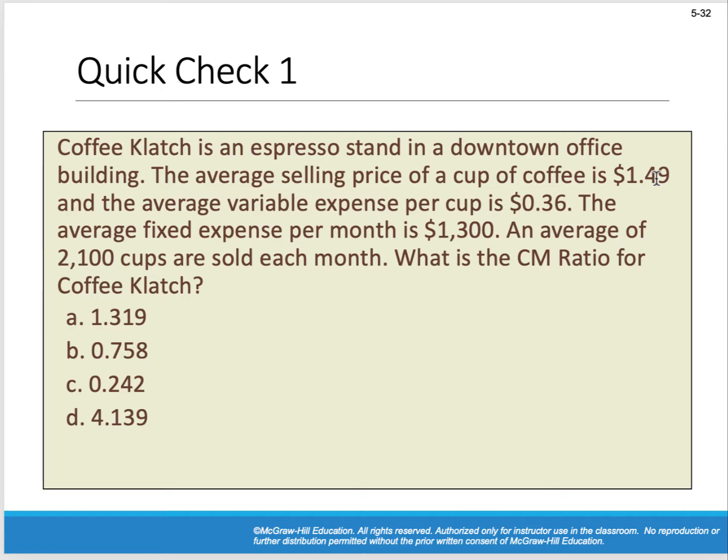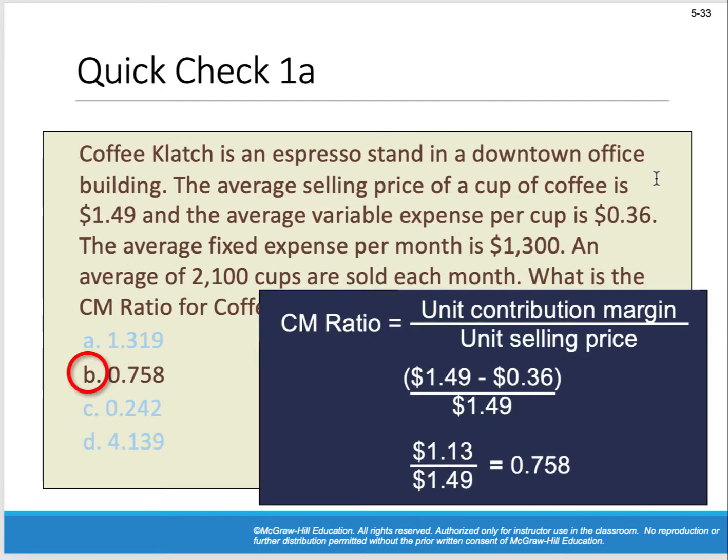I'm going to take that $1.13 and divide it by the sales. And hopefully you got answer B. And there it is right there. To figure out the CM ratio, take the unit contribution margin and divide it by the selling price. That's easy to remember. How do we calculate the unit CM? Unit selling price minus variable expenses per unit.